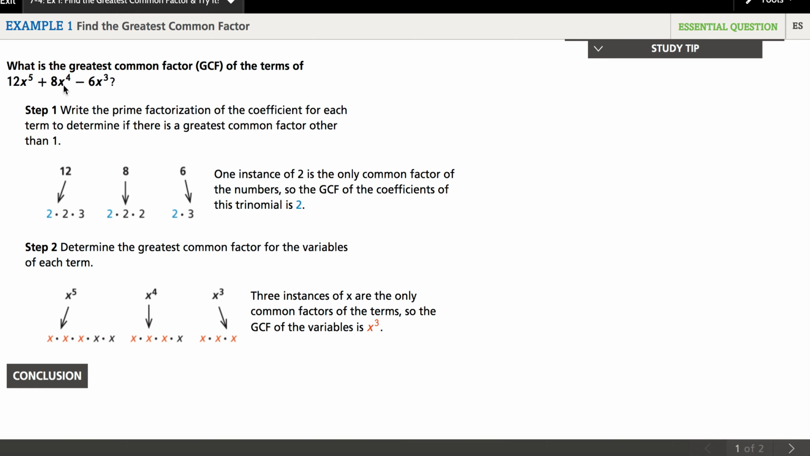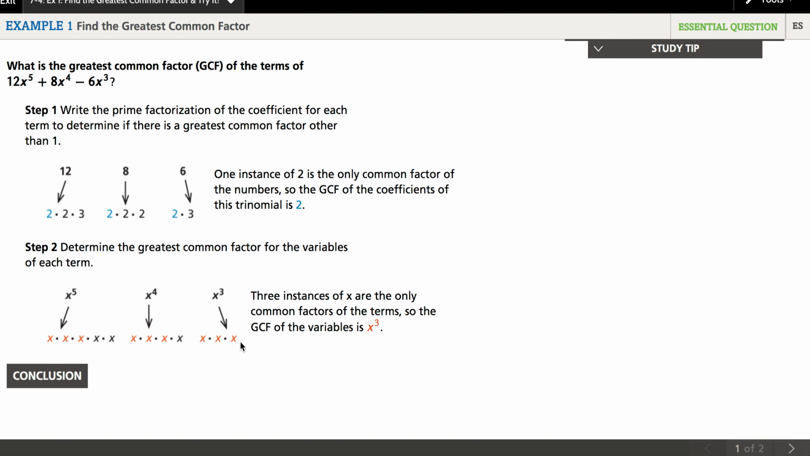As you see, guys, how I'm breaking down the variables and coefficients. X to the fourth power is x times x times x times x. And the third variable is x to the third power, so it's x times x times x. As you see here, the red x's are in common, right? So all variables have 3 x's in them. So the 3 instances of x are the only common factors of the terms.